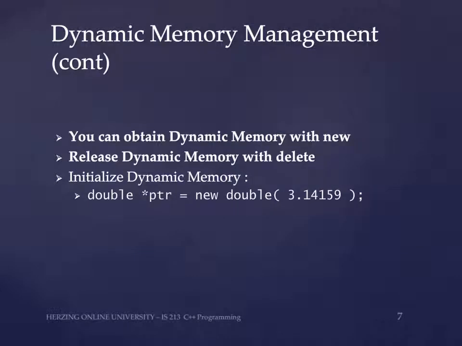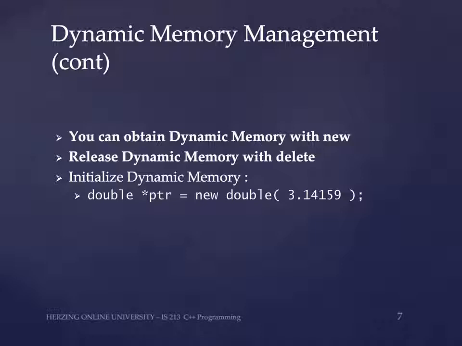Obtaining dynamic memory with new. The new operator allocates storage of the proper size for an object of type Time, calls the default constructor to initialize the object, and returns a pointer to the type specified to the right of the new operator, in this case a Time. If new is unable to find sufficient space in memory for the object, it indicates that an error occurred by throwing an exception.